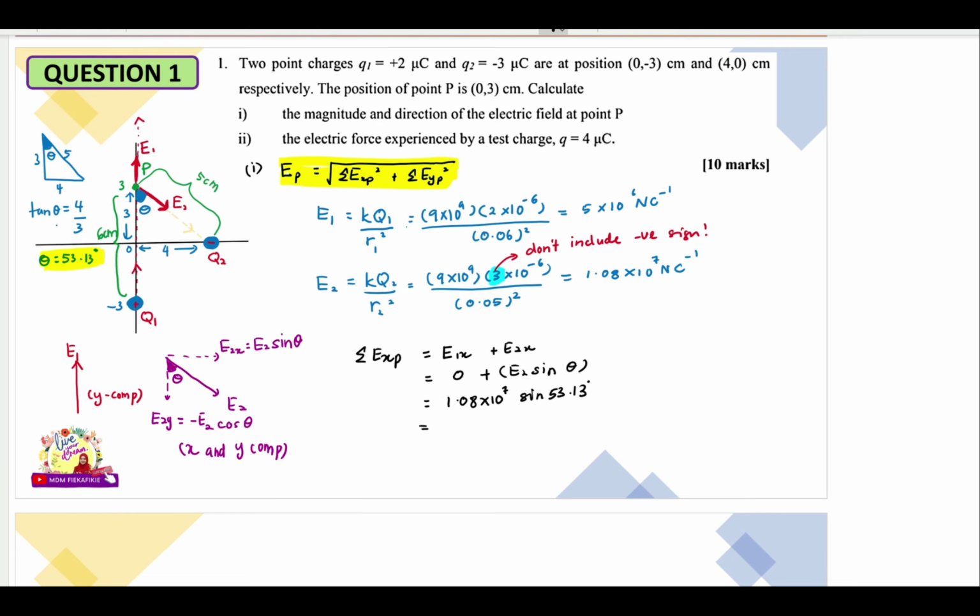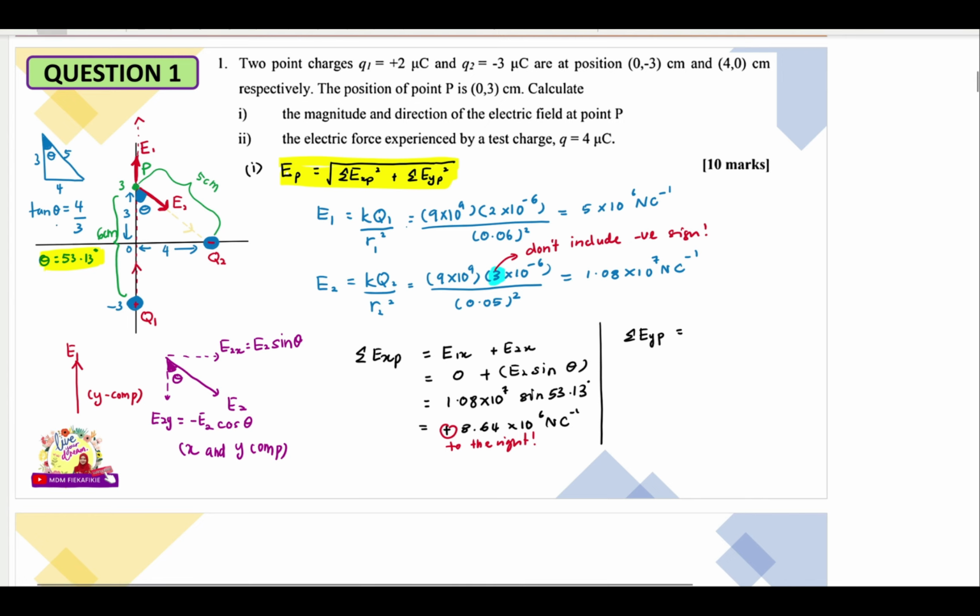Okay, and then, total electric field in X component at point P should be equal to positive, okay, 8.64 times 10 power of 6 Newton per Coulomb. Okay, and this direction, since this is positive, so means that it is to the right. Okay, and then for the second part, it should be total electric field in Y component at point P.